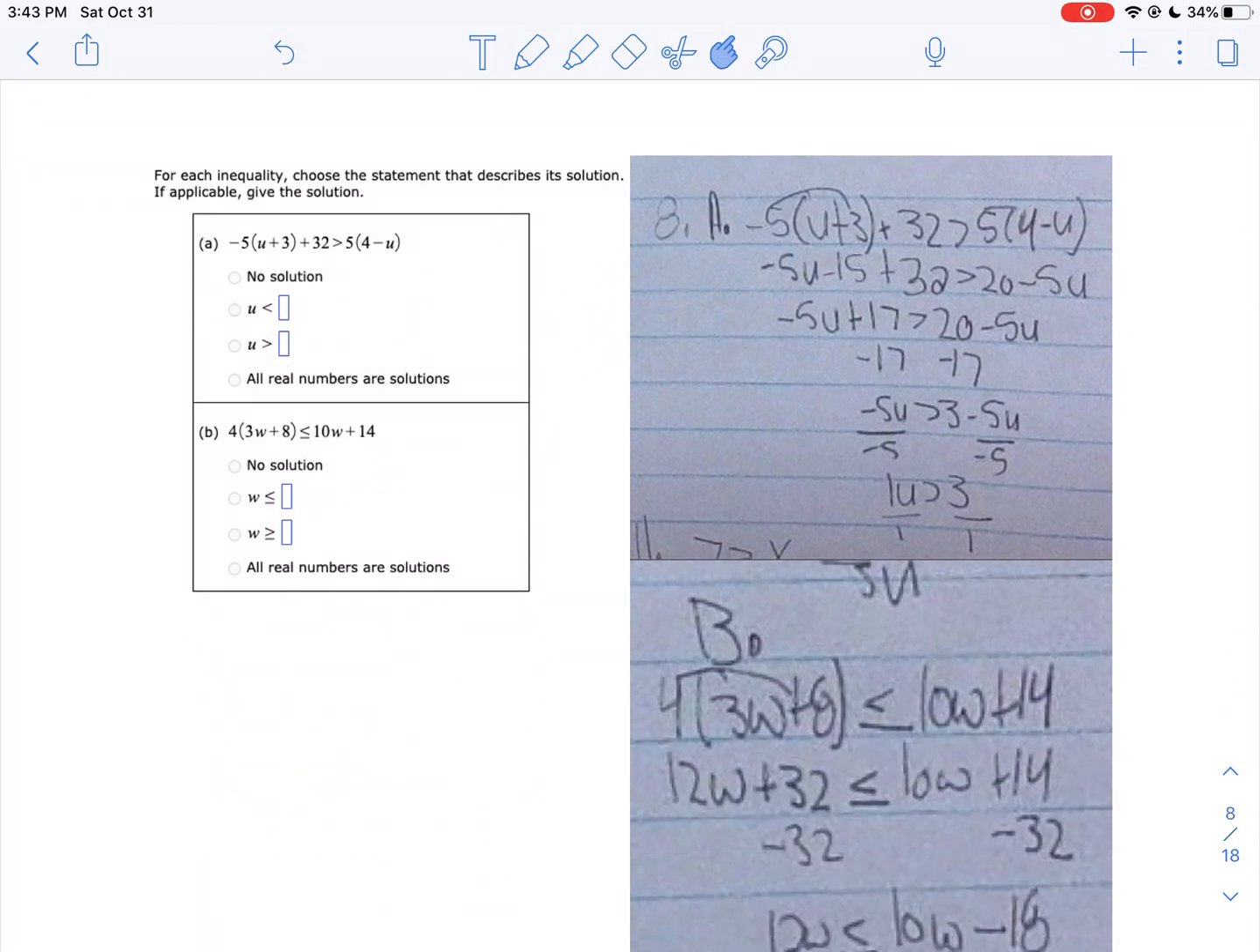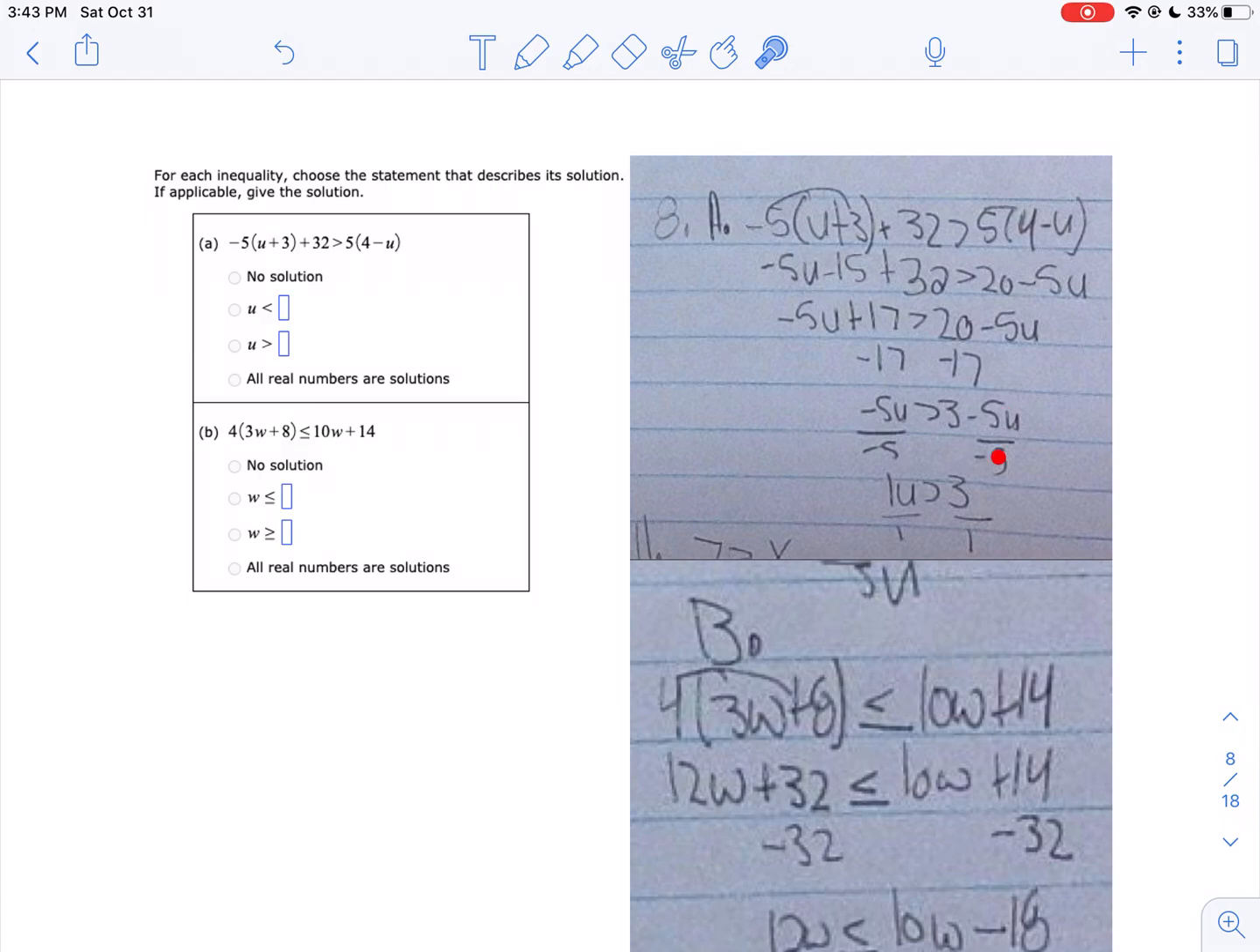If we take a look at these two problems, let's start with part A. Negative 5, distribute. You did distribute that right. Negative 5u minus 15 plus 32. Negative 15 plus 32 is 17. I like that. You distribute 5 to the parentheses on the right. You get 20 minus 5u. I like what you're doing there. Minus 17 from both sides. So you get negative 5u is greater than 3 minus 5u.